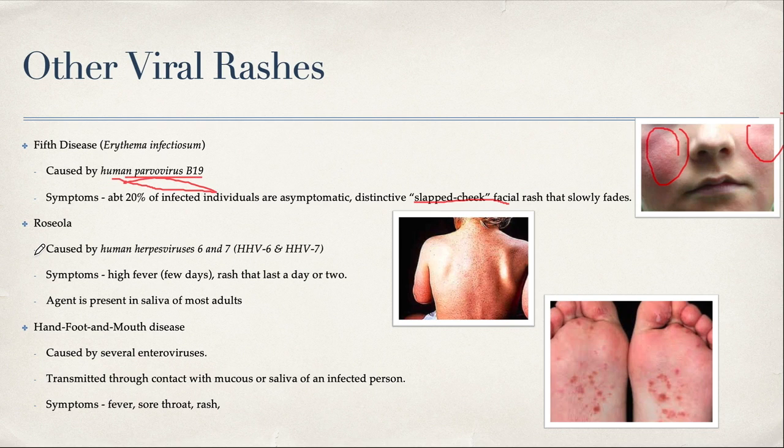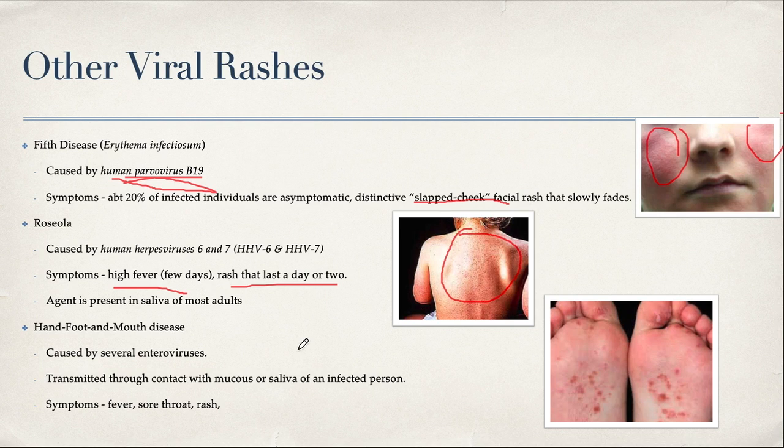You have the roseola, caused by human herpesviruses 6 and 7, and they are characterized by high fever and rash that may last for a day or two. It's mostly transmitted through saliva in most adults. So kissing will be one of the common ways, and that's how the rash presents for the roseola.